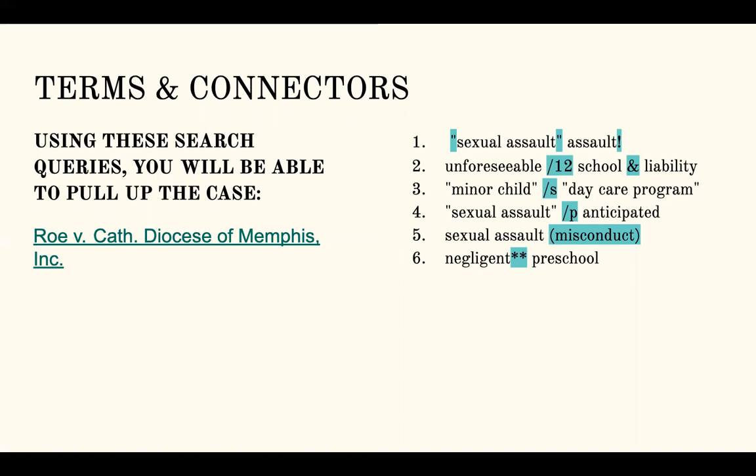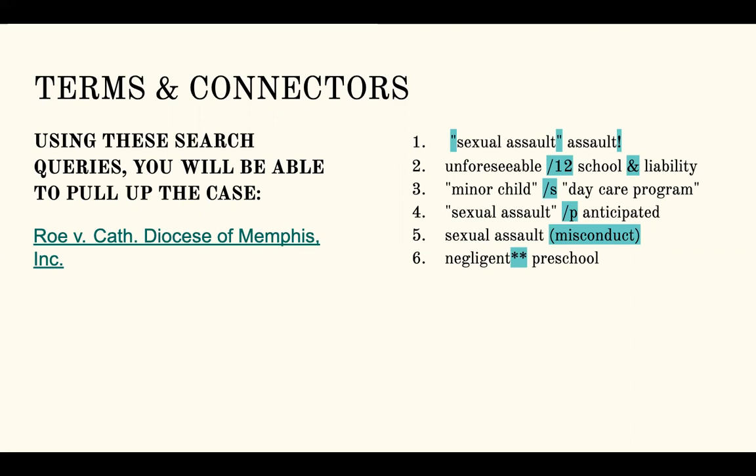The first one, I typed in sexual assault surrounded by quotations, and then the word assault followed by an exclamation point, which in this case is a root expander. Those quotation marks are going to help us find any case that has those exact words in that exact order. So in our case, it's going to say sexual assault in that order. And then the assault followed by the root expander is going to look for any variation of the word assault. That could be assaults, plural, assaulted, assaulting, whatever it might be.